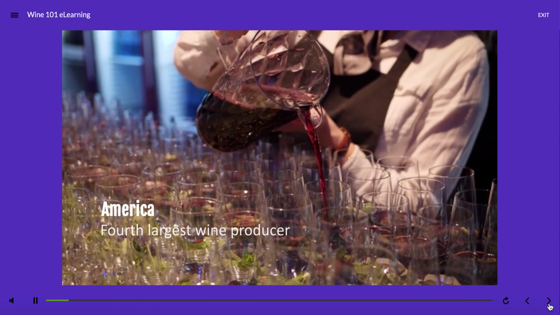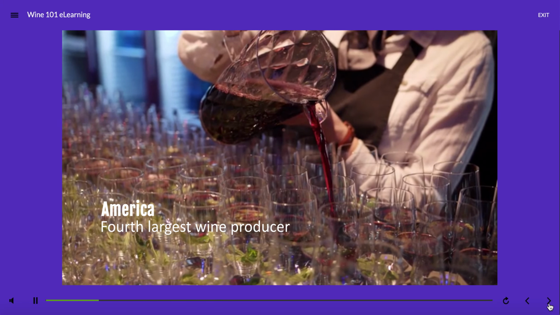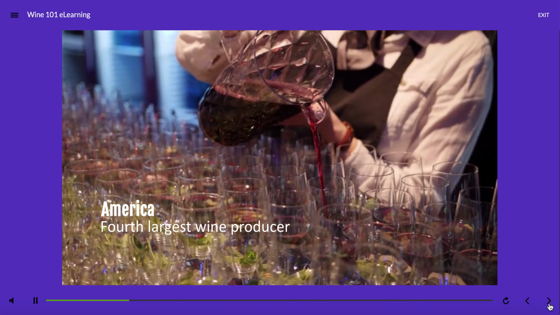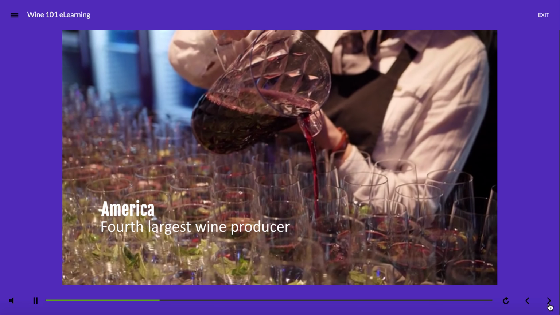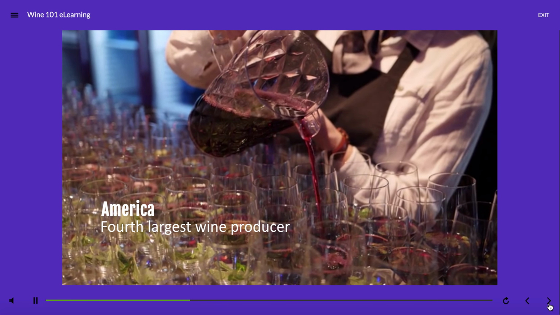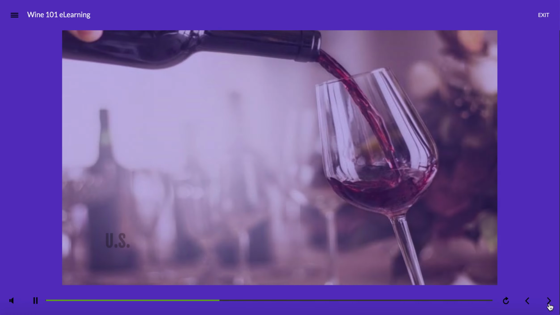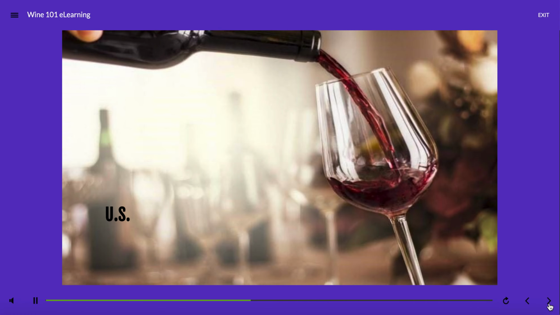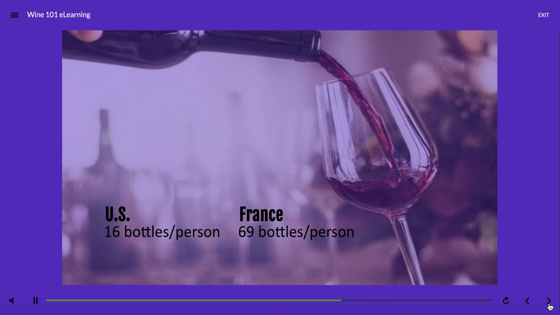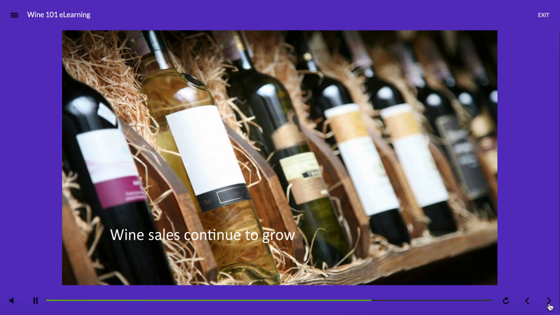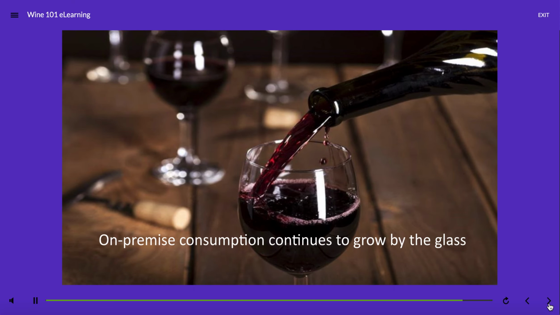America is the 4th largest wine producer in the world, and in sheer volume, the U.S. is the largest wine consumer in the world. It's a rapidly growing population with an expanding export market. In the U.S., the annual per capita consumption equals approximately 16 bottles per person versus our French friends at 69 bottles per person. Still, wine sales continue to grow throughout the U.S., with retail sales and points of distribution expanding. On-premise consumption continues to grow by the glass.